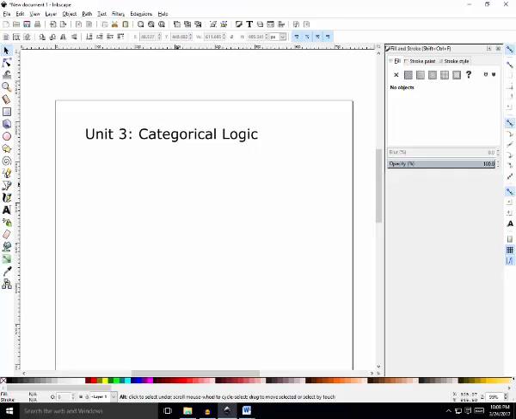We're going to use diagrams to explore logical relationships between categorical statements. And I want to start by just explaining how the diagrams work. Let's compare and contrast two kinds of diagrams that you shouldn't confuse.